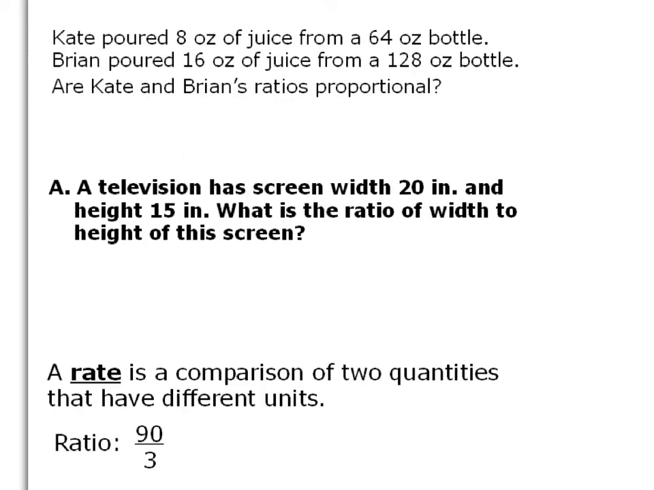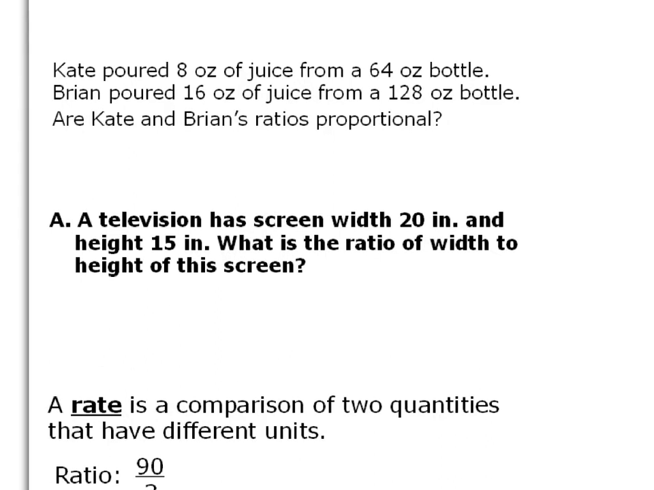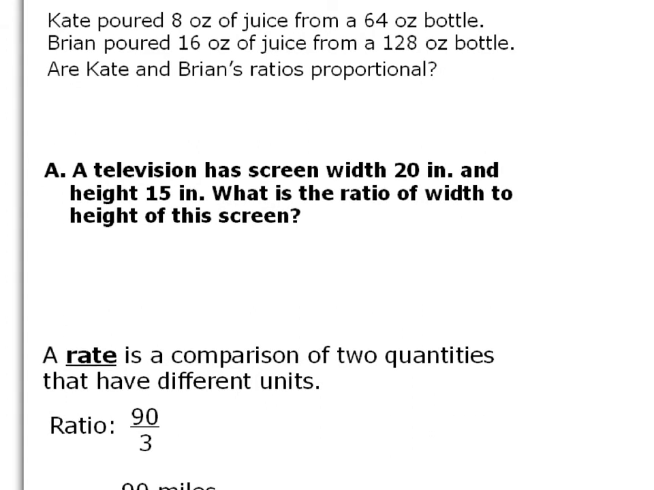All right, so here's the next one. Now it says, Kate poured 8 ounces of juice from a 64-ounce bottle. Brian poured 16 ounces of juice from a 128-ounce bottle. Are Brian and Kate's ratios proportional? Okay, so we need to come up with some words here. So we're going to have poured over total. Okay, so we need to keep them together. So Kate poured 8 ounces of a total of 64, and Brian poured 16 ounces of a total of 128.